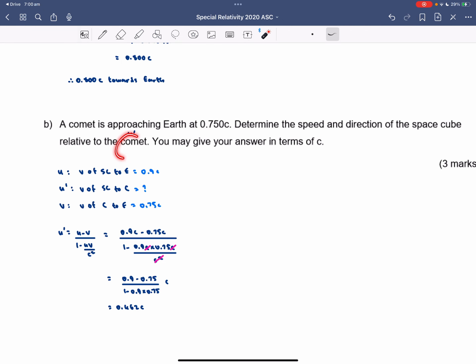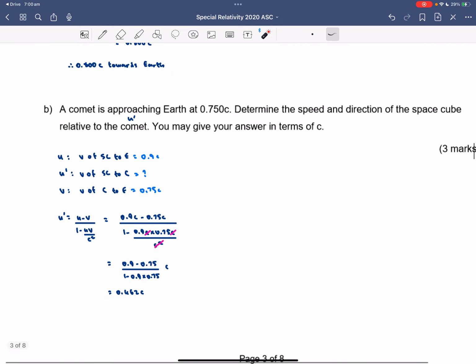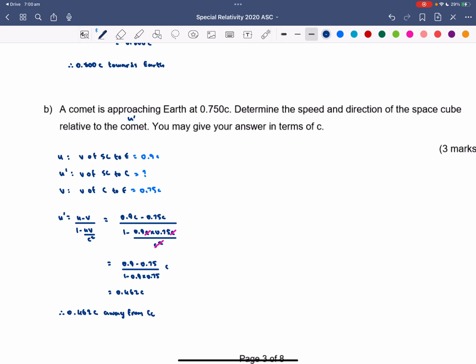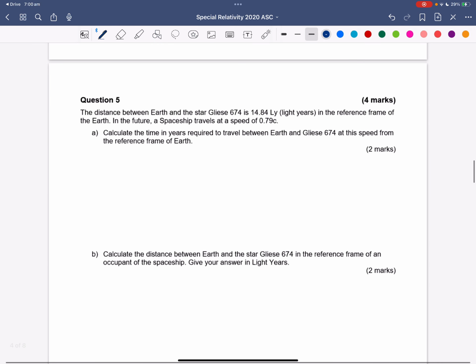You can say right, but it says relative to the comet. So right relative to the comet means away from the comet. Therefore, 0.462 c, you can say right or you can say away from the comet. Cool. Nice question. Classic relativistic velocity question types.